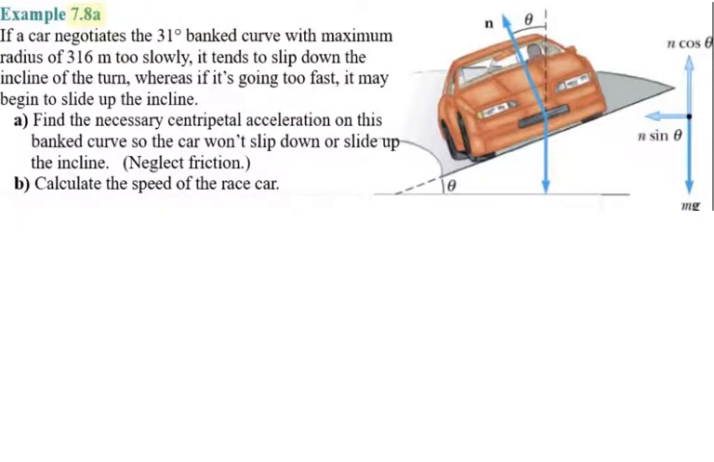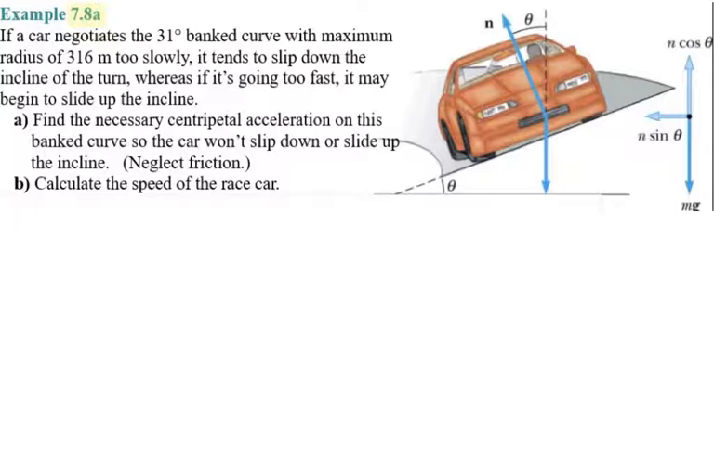Let's look at this example. If a car negotiates a 31-degree banked curve, banked means it's not a flat surface curve but has an angle as shown in the picture, with a maximum radius of 365 meters, too slowly, it tends to slip down the incline of the turn, whereas if it is going too fast, it may begin to slide up the incline. Find the necessary centripetal acceleration on this banked curve so the car won't slip down or slide up the incline.